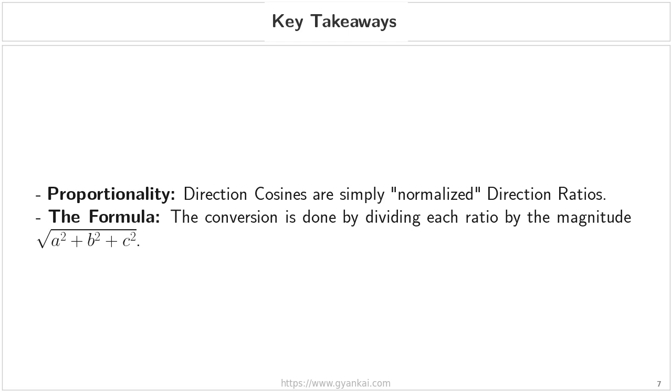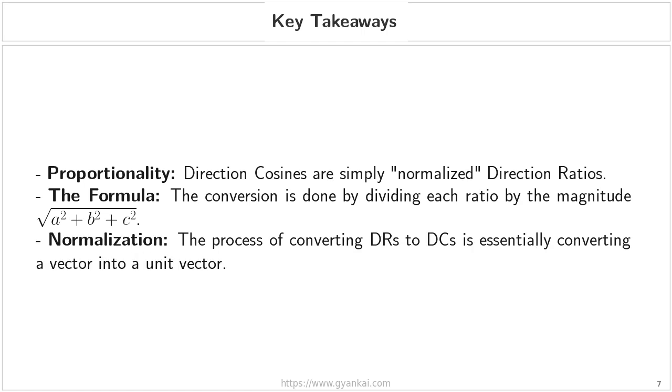Second, remember the core formula we derived in slide 3. The entire conversion process boils down to one simple action, dividing each individual direction ratio by the magnitude, which is the square root of a squared plus b squared plus c squared. If you can calculate that square root, you can find your cosines. Third, I want you to connect this to what you already know about vectors. The process of normalization we just performed is essentially the same as converting any vector into a unit vector. We are taking a vector of any length and adjusting it so that its magnitude is exactly 1.